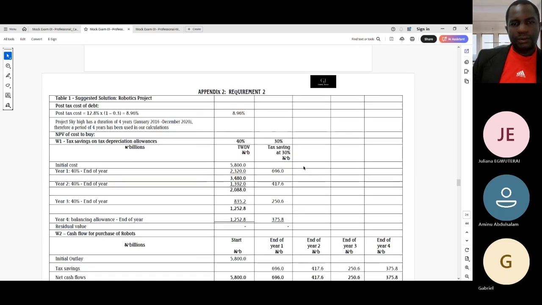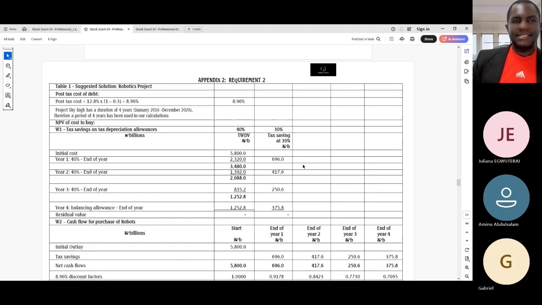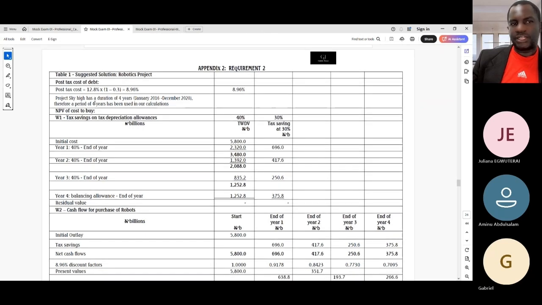So this is the table, but the examiner did not tell us how most of the figures were derived. So I explained it in a separate tutorial, and that is from page 33. So if you follow that tutorial, you'll be able to understand the post-tax cost of debt. So now, the first thing is the post-tax cost of debt on table 1 on the robotics project.